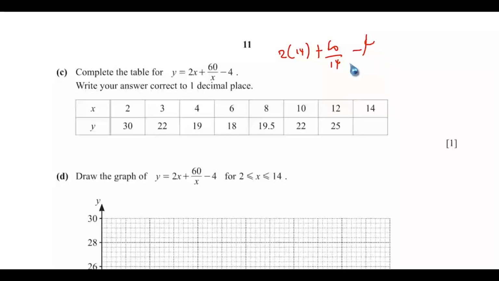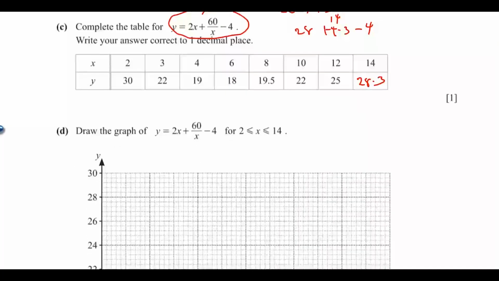If you do this, 2 times 14 is 28, then 60 divided by 14 will give you about 4.3, then minus 4. So 4.3 minus 4 will leave you with 0.3. So that means the answer is 28.3. You can input this into your calculator and get your answer straight away.